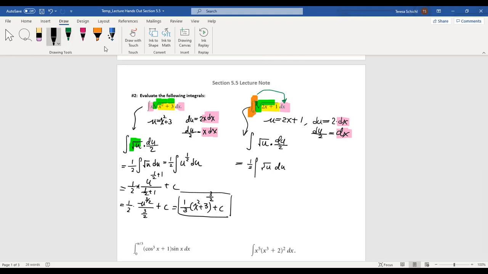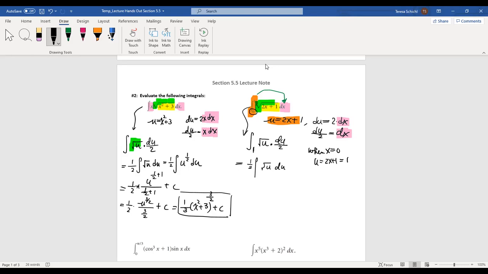Or you can change the boundaries, since you changed it to u. So u is equal to what? 2x plus 1. So now I need to find the boundary. When x equals 0, this is the lower one, then u is equal to what? 2x plus 1 is equal to 1. So that's why the boundary here is 1, correct?